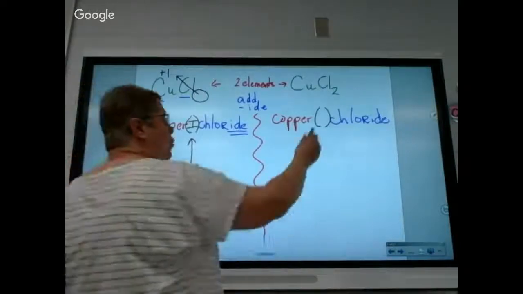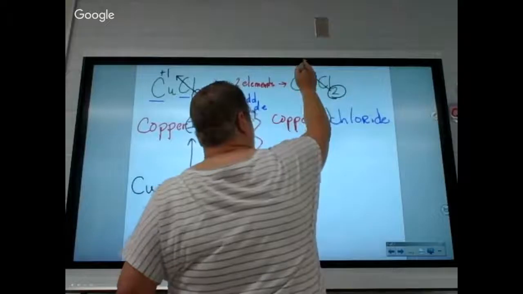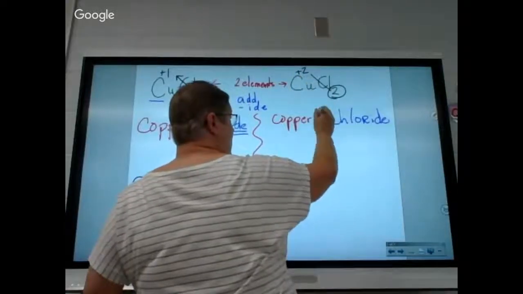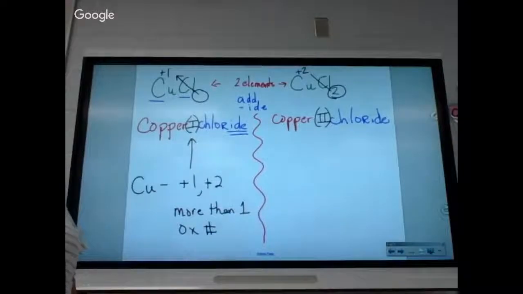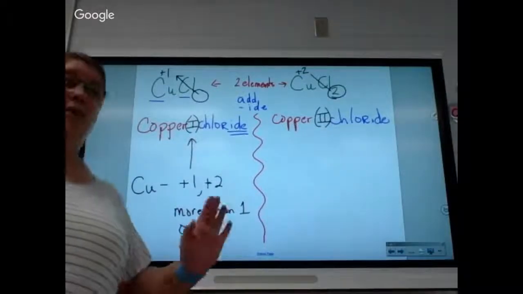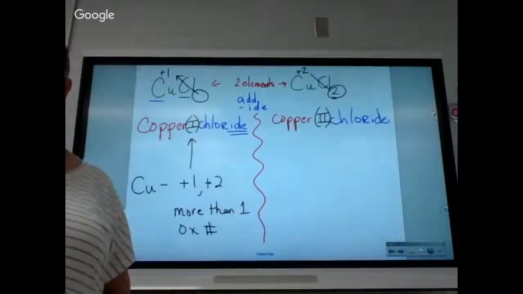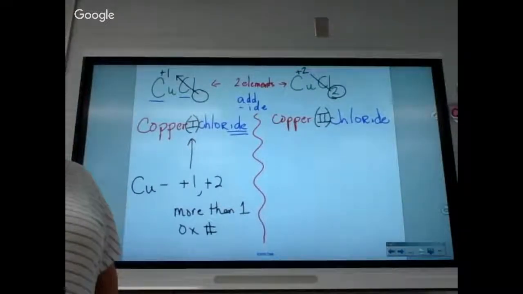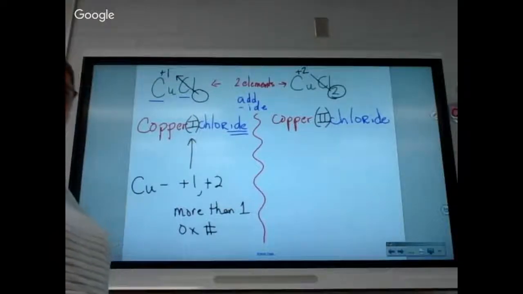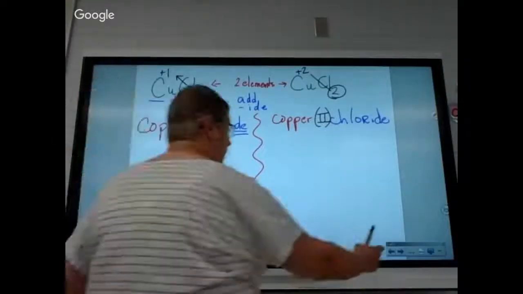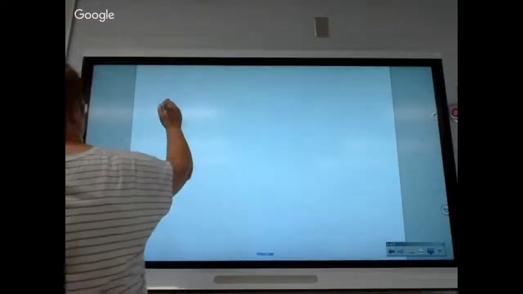So here, what number came from the copper? 2. So here, the Roman numeral is a 2. Now, can you just put in a Roman numeral all the time to be covered? No. If you just slap one in, it can be wrong. You with me? Gotcha. All right, so let's say that we have, I don't know, let's use strontium.